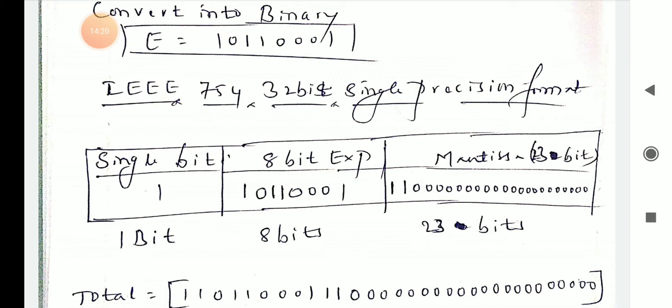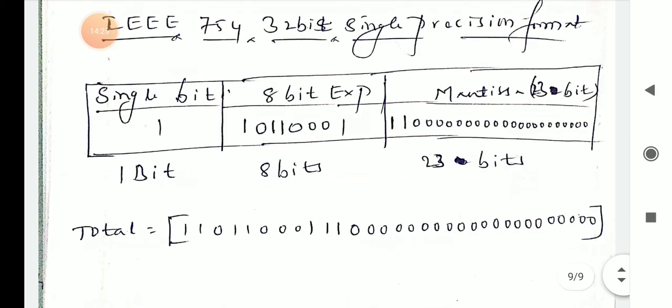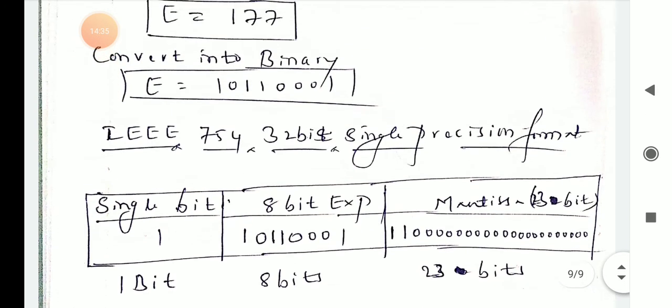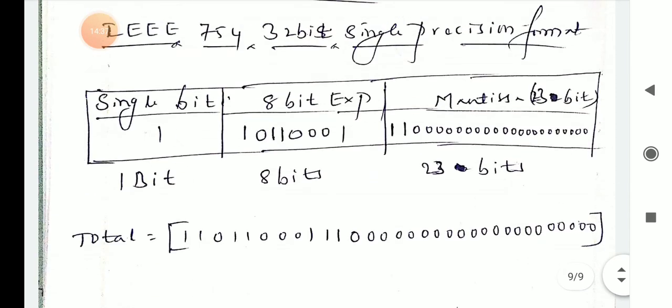In the previous example I showed dot dot dot then 00; you can take any one. So the total answer is the sign bit, then the exponent, then the mantissa, followed by zeros. This is the second example, which is related to the minus sign as well as the plus sign.